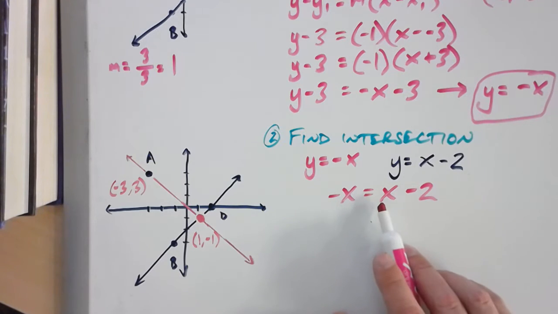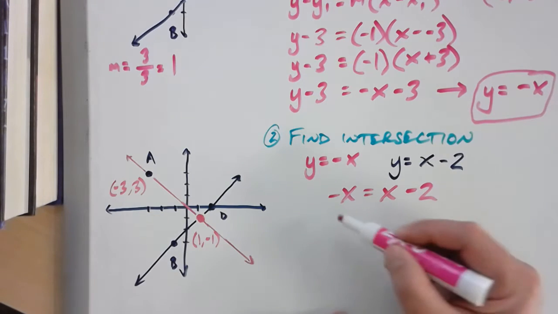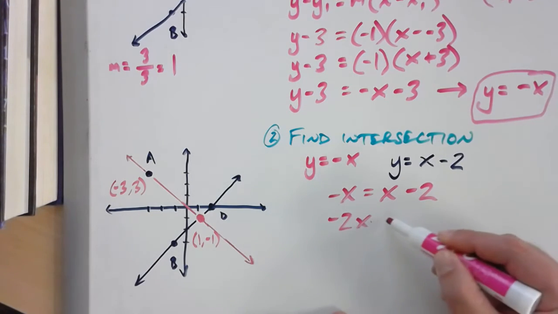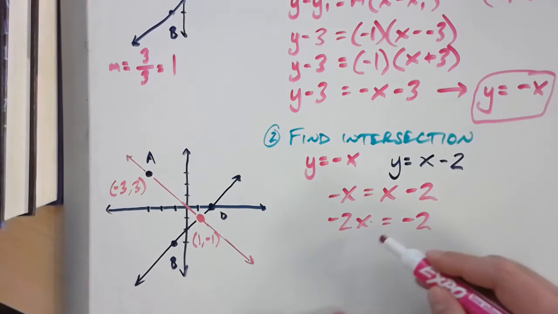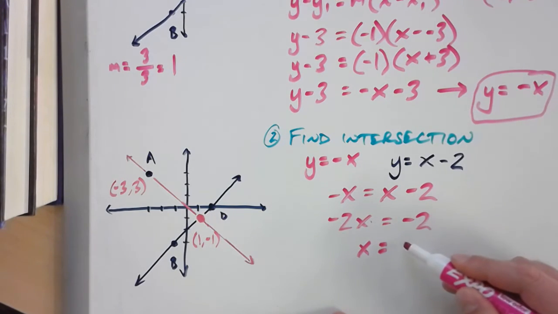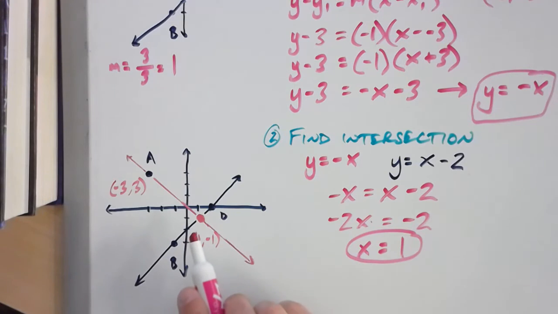Tempting to say that these two cancel, they actually don't. If I want to combine this x with this one and I want to cross this bridge, I need to subtract it because it's positive. So if I subtract x over here, I'm actually going to get -2x equals -2. Divide by the -2, I get x equals 1.